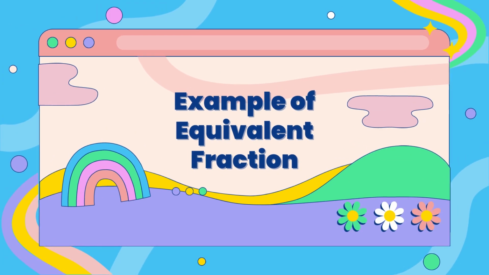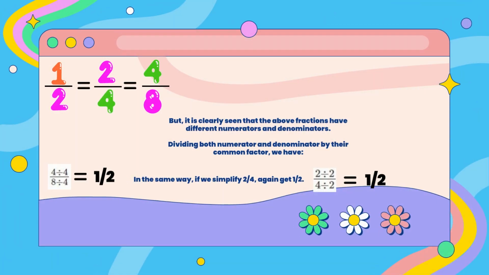Example of equivalent fraction. Take for example, a half is equal to 2 over 4, which is equal to 4 over 8. But it is clearly seen that the above fractions have different numerators and denominators. Dividing both numerators and denominators by their common factor, we have the same fraction. In the same way, if we simplify 2 over 4 we get a half.